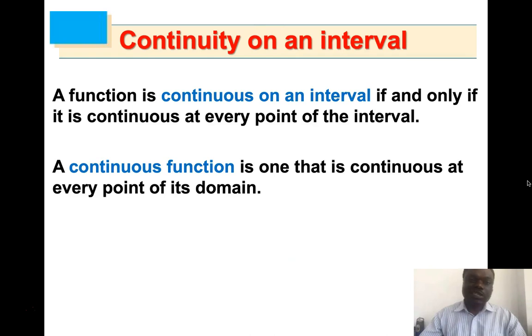So, continuity on an interval. A function is continuous on an interval if and only if it is continuous at every point of the interval. So if we have an interval, say from A to B, and we say a function is continuous on that interval, it means the function is continuous at every point on that interval. Remember those three rules to test for continuity at a point. Sometimes in calculus we will just say that a function is continuous. If we say that a function is a continuous function, it means that the function is continuous on every point of its domain.